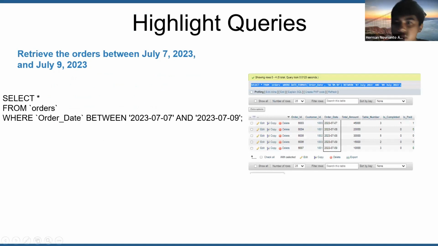And then we will show a query that retrieves orders between July 7, 2023 and July 9, 2023 from the orders table. For the example, select star from orders where orders date between 2023-07-07 and 2023-07-09.